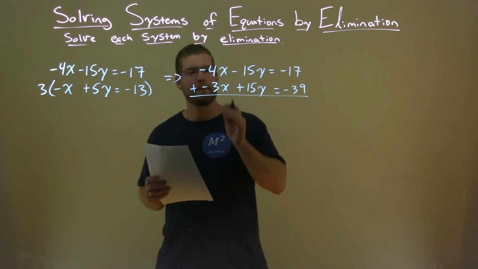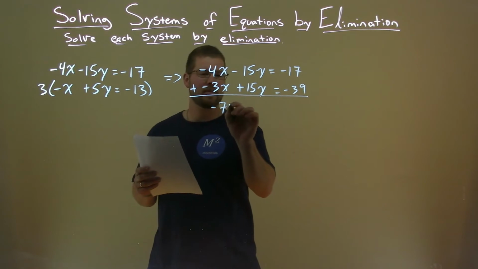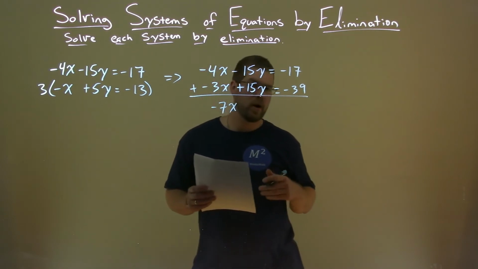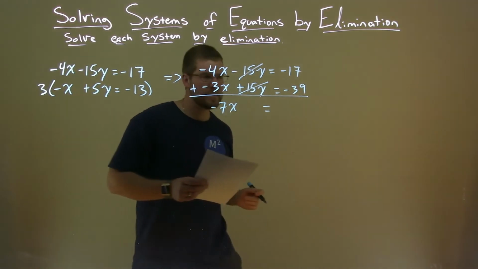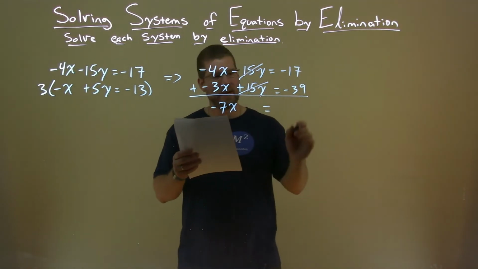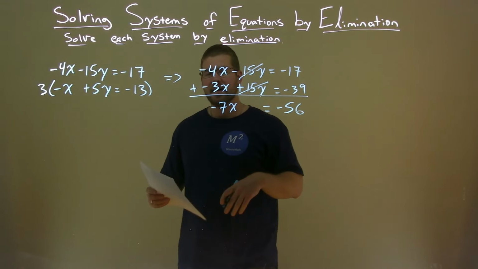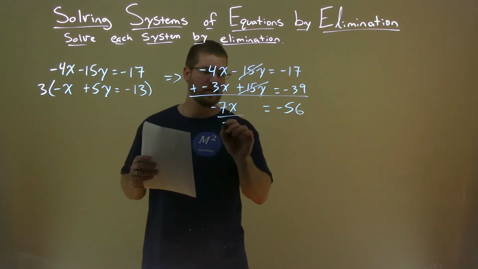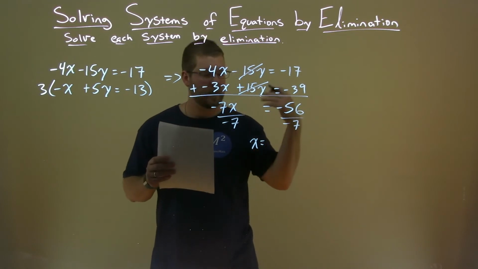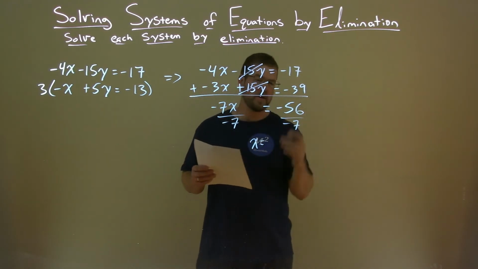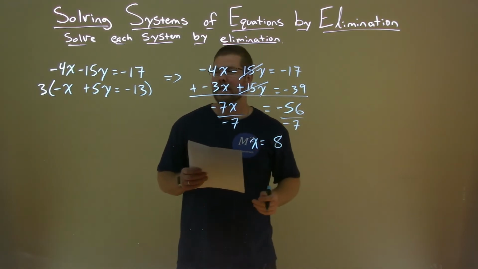Negative 4x plus a negative 3x is minus 7x here. Negative 15y plus a positive 15y is 0y. Negative 17 plus a negative 39 is a negative 56. We're now just solving for x still. Divide both sides by negative 7. X equals negative 56 divided by negative 7, which is a positive 8.